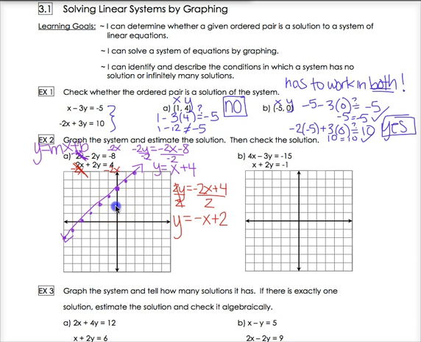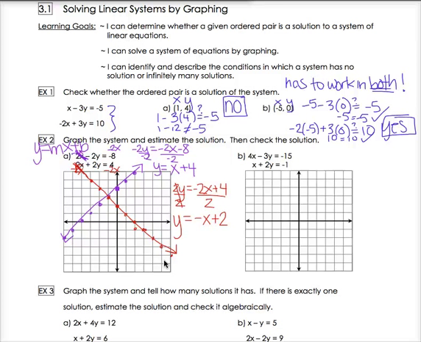So y-intercept of 2, slope of negative 1 means down 1, right 1, down 1, right 1. Oops, went down 2 there. So ignore that last dot. It's not really there, but I can't erase it. Or up 1, left 1, up 1, left 1, up 1, left 1. So there's my line.